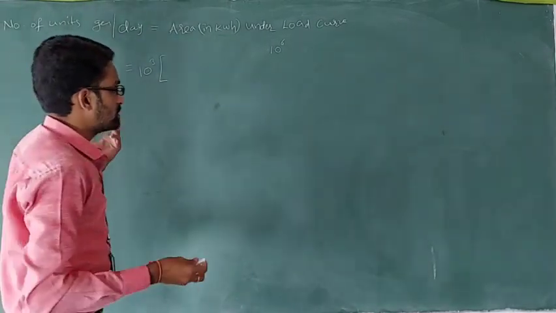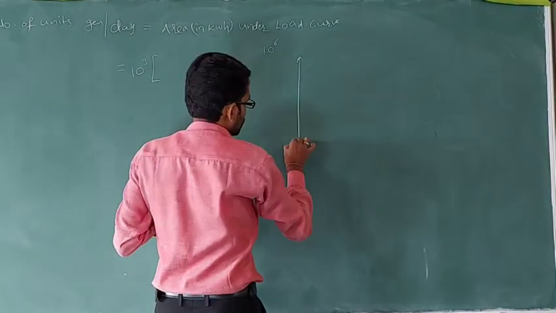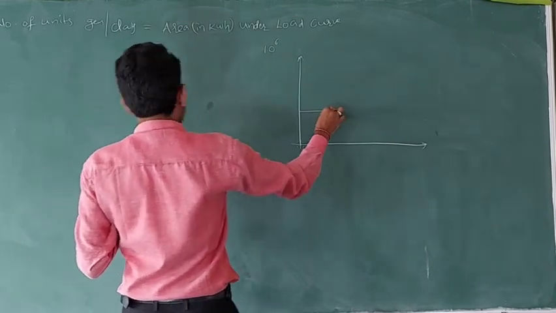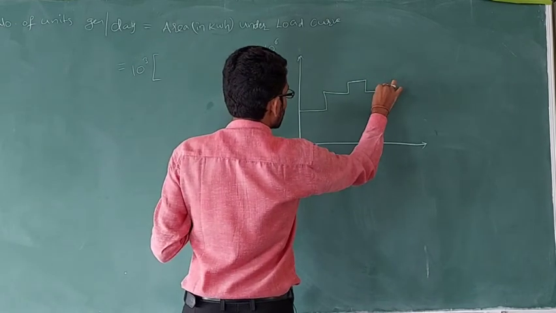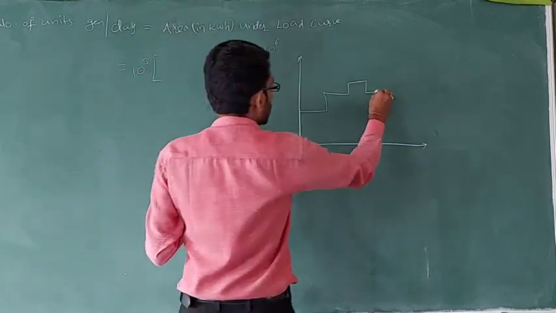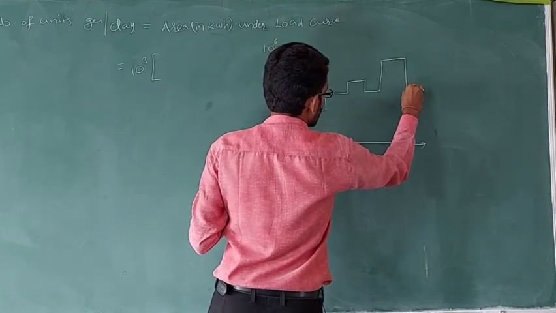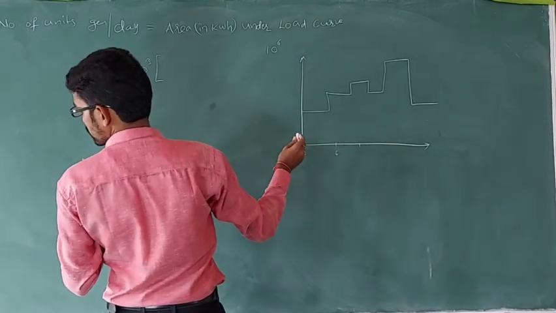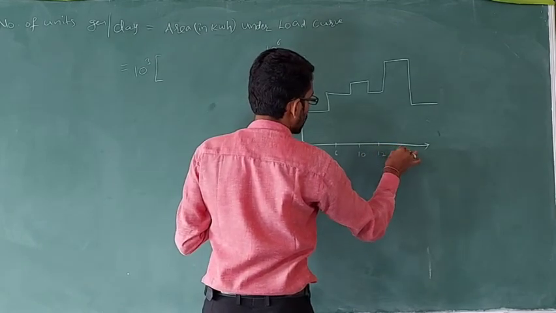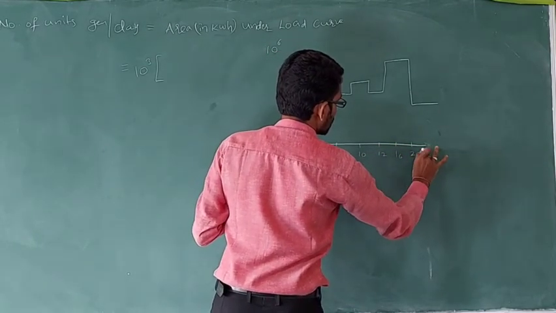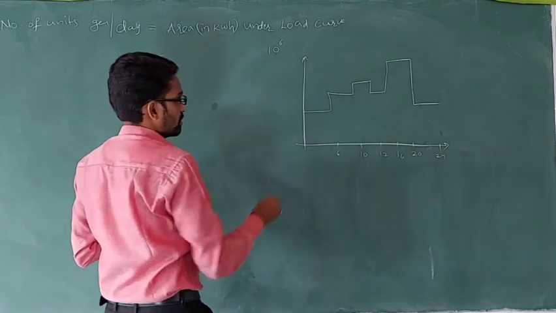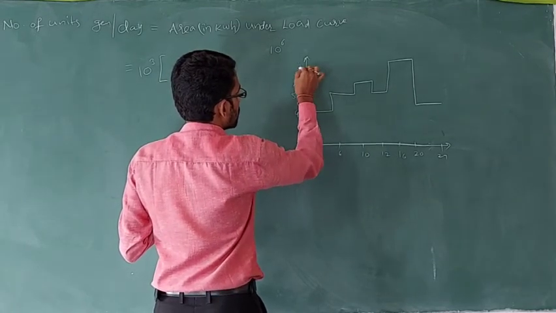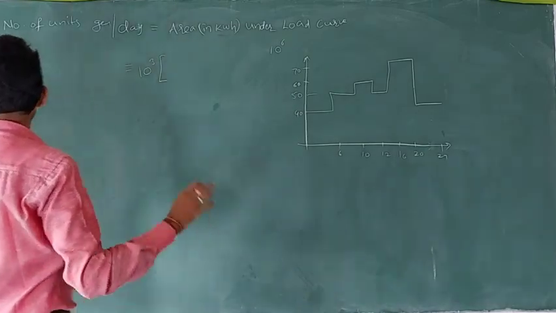So, here I am roughly drawing a load curve, because these are the values we are very much interested in. It increases again, and these are the values: 6, 10, 12, 16, 20, 24, and then 40, 50, 60, 70. So, these are the given data.